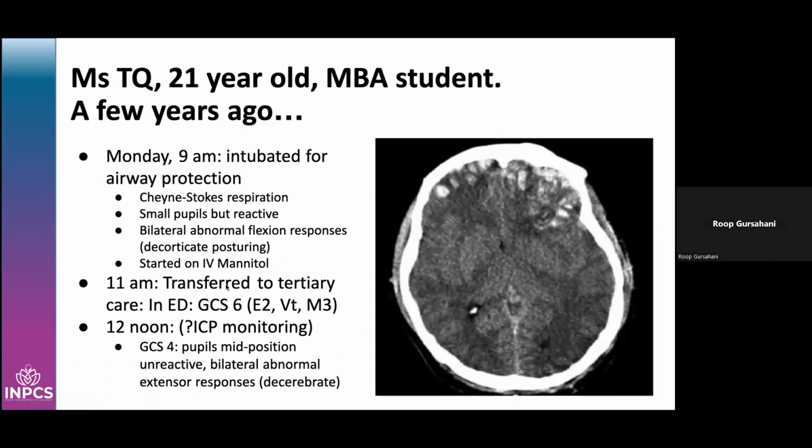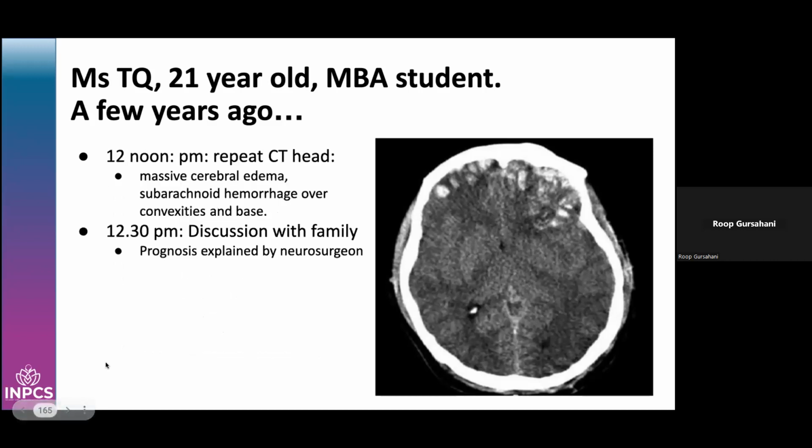They gave her mannitol, transferred her to us, and by the time she came in, she already had a GCS of 6. And the neurosurgeon, in fact, was wondering whether he should be starting intracranial pressure monitoring, but then he realized that she was already beginning to decerebrate. At 12 noon, a repeat CT head showed massive edema. This is not the first, this is the second scan. This is the first scan. The second scan was horrible.